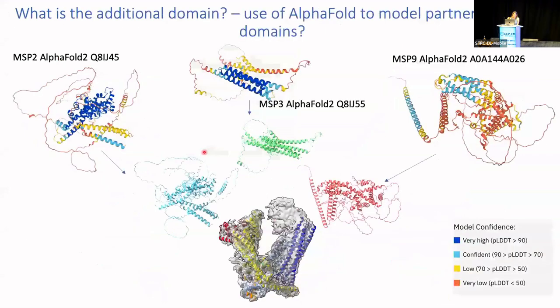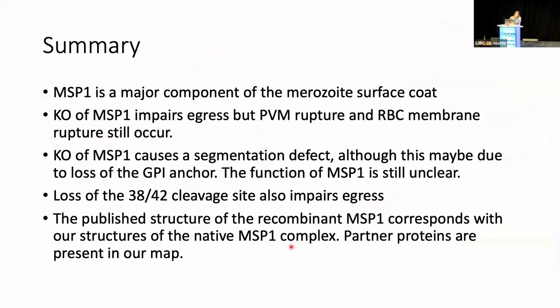So now we need to try and identify the density at the bottom of the coil domain, to help understand what sub-1 processing is doing to MSP1 and what the function of MSP1 is in merozoite egress. So thanks.